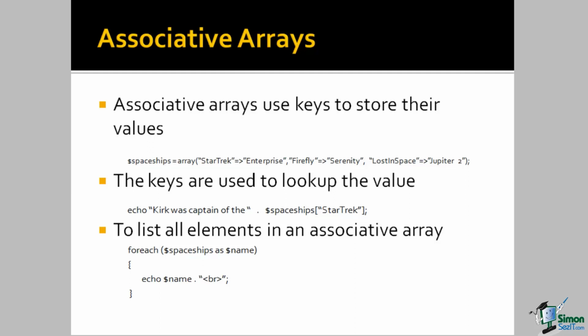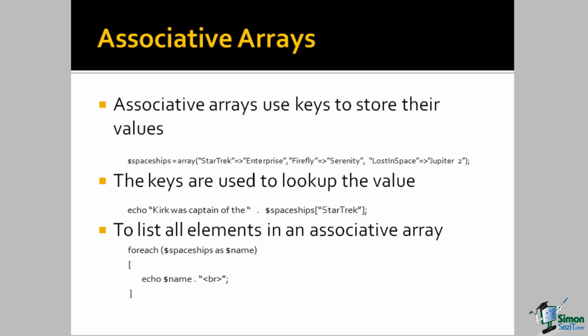So if I wanted to find, for example, the Starship Enterprise, and I know that it's from the Star Trek series, I would ask the array, hey, give me the value that you're storing that's associated with the Star Trek television series. And then to list all of the elements in an array, an associative array or an indexed array, we can use the for each statement.